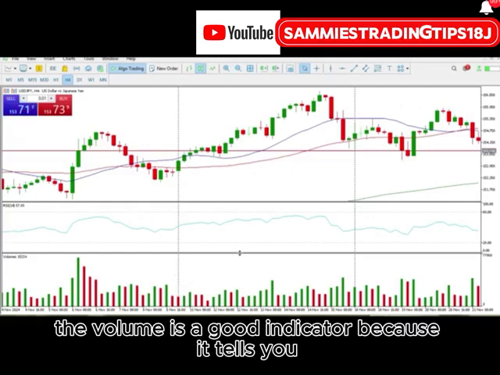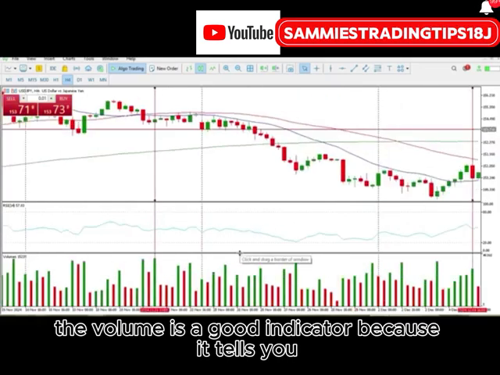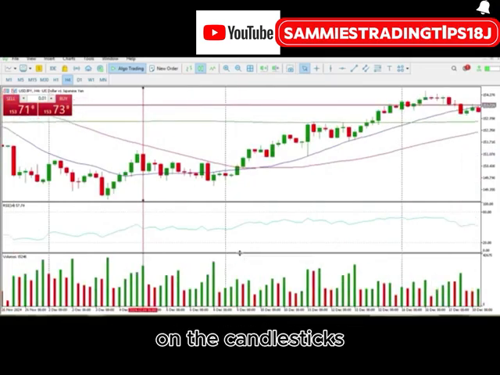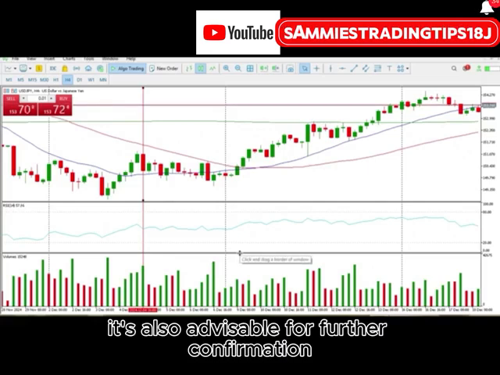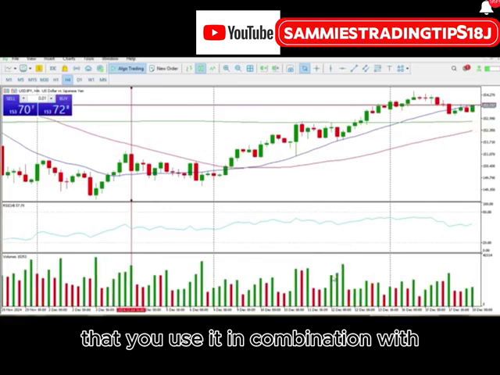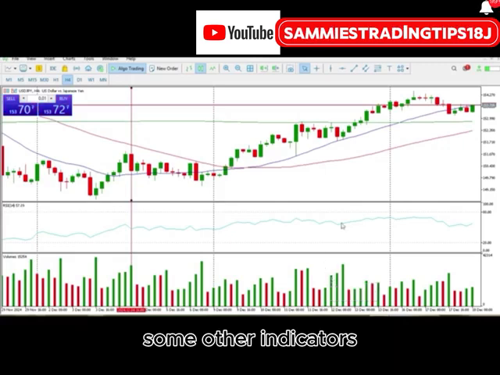The volume is a good indicator because it tells you what the traders are actually trying to do on the candlestick. It's also advisable, for further confirmation, that you use it in combination with some other indicators.